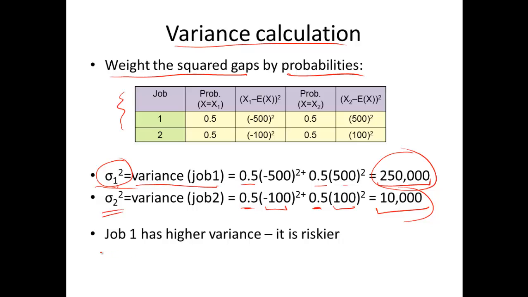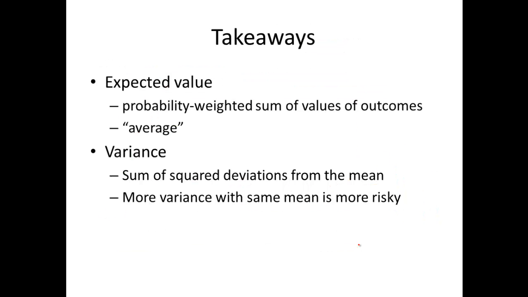Remember, both of these jobs had the same expected value, but one has higher variance, job 1, and that was the one that we intuitively felt was riskier. The fact that it has higher variance, given that it has the same mean, is a confirmation that it's riskier. All right, so let's just sum up where we've been so far. We've introduced a couple of ideas. One is expected value. That's just the probability-weighted sum of the values of the outcomes. So it's just the average, or what you on average expect to happen.